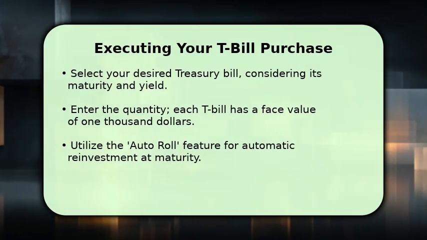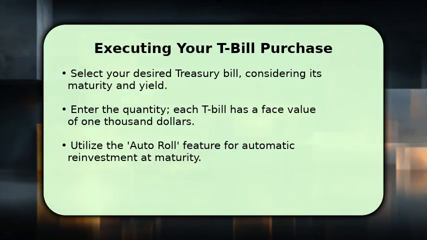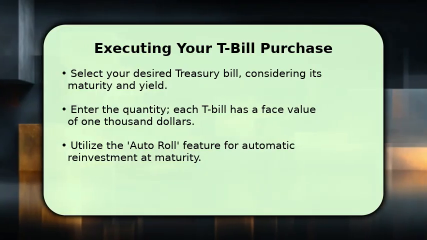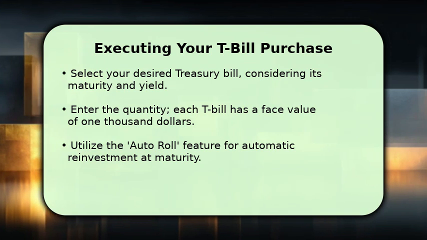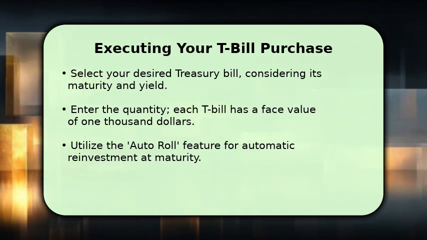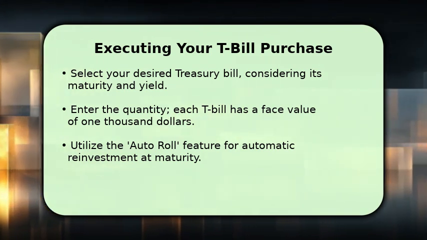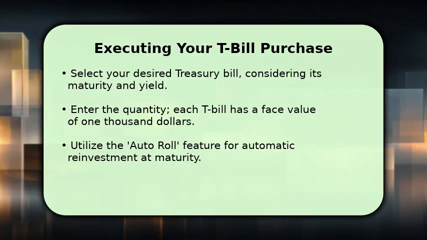After finding a suitable Treasury bill, click to select it. You will then specify the quantity you wish to purchase. Remember, each T-bill represents $1,000 in face value. For example, entering 1 means you are buying $1,000 worth.